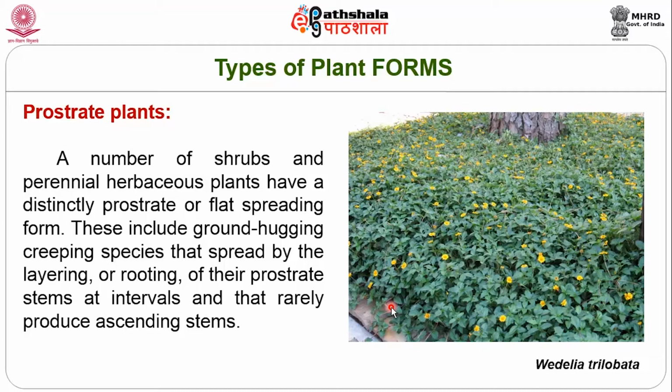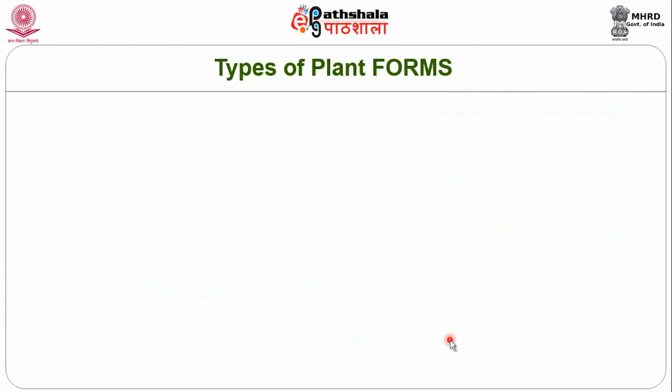So, you can see that these are ground hugging species. All these are created by small lateral stems which arise from the bottom, and from there the leaf patterns and all evolve. So, from their prostrate stems at intervals, these leaf patterns and the flowering patterns happen, and that is one character of this kind of prostrate plants.